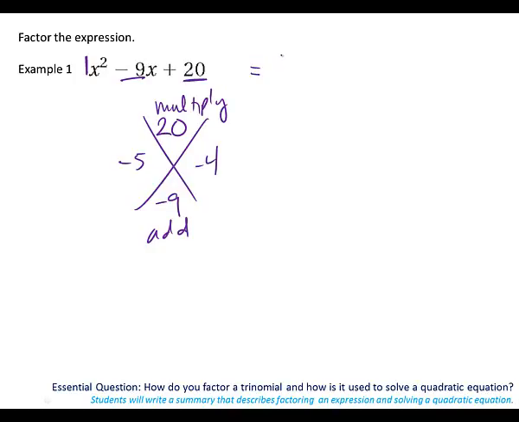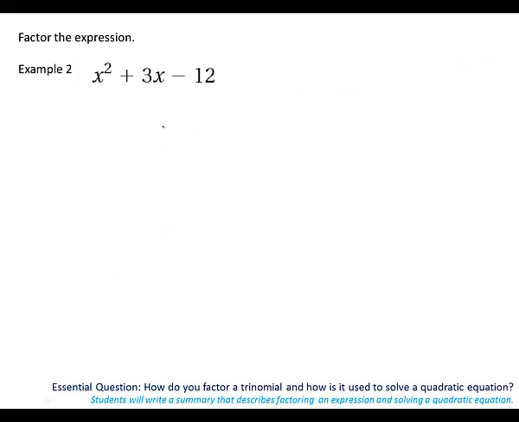All right, so the way that this would factor would be x minus 5 times x minus 4, and this is because it doesn't have a leading coefficient. If I was taking a test and I had extra minutes left, I would check this by doing FOIL. That's why we teach FOIL first, okay? All right, let's try another one.